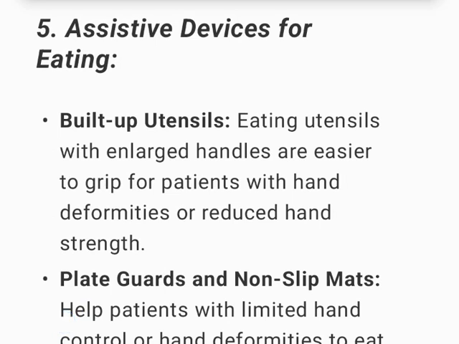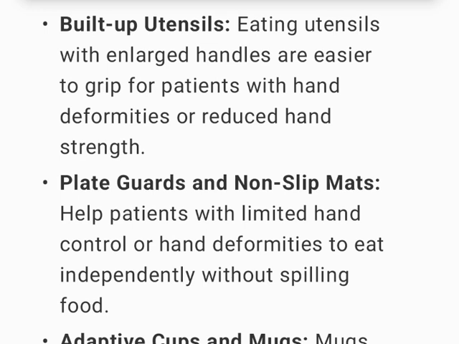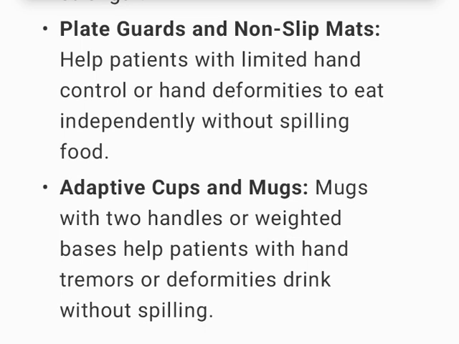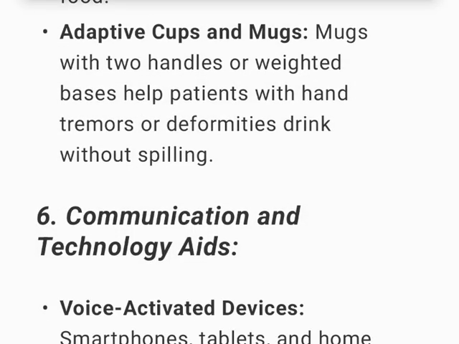5. Assistive devices for eating. Built-up utensils. Eating utensils with enlarged handles are easier to grip for patients with hand deformities or reduced hand strength. Plate guards and non-slip mats help patients with limited hand control or hand deformities to eat independently without spilling food. Adaptive cups and mugs, mugs with two handles or weighted bases, help patients with hand tremors or deformities drink without spilling.